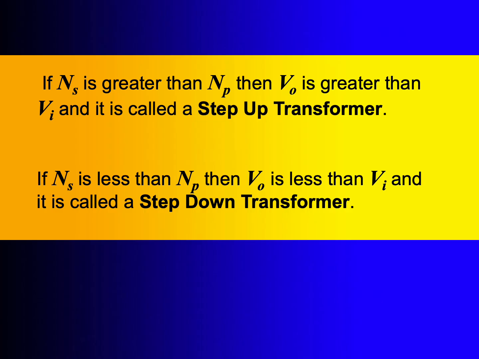There's 2 different types of transformer. We can cause an increase in voltage, called a step up transformer. So if the number of turns in the secondary is greater than in the primary, then it steps up. Whereas if the number of turns in the secondary is less than in the primary, then it will cause the voltage to step down. And we need both types of transformers to do different jobs. You'll have to note this slide in your notes as well, please.